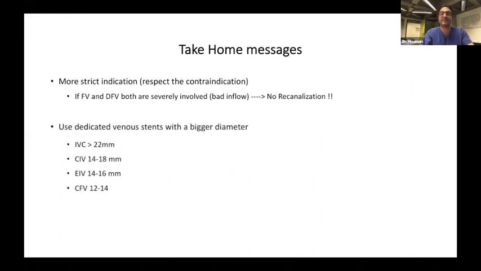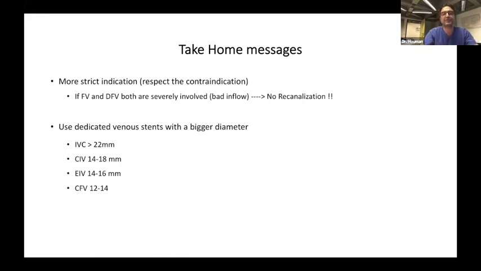Use dedicated venous stents and in bigger size. For the iliac tract, if you want to decide between 14 and 16, use the 16. Because we know that these veins never reach 16. A 16 reaches maybe a diameter in the body of 14, and a 14 reaches 12. And many of them will have, after a few weeks, a thrombosis of the wall of the stent. So go for the bigger stent.